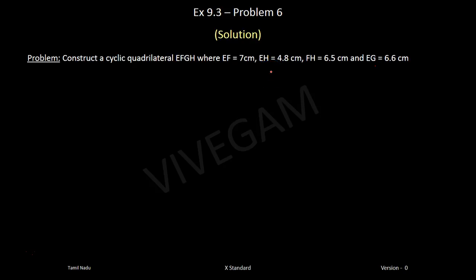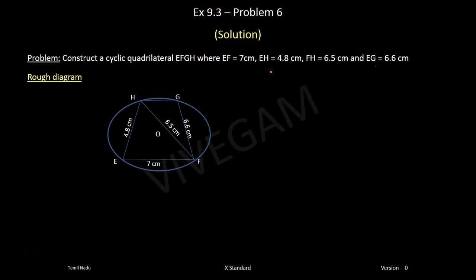And let's draw a rough diagram. Okay. So how do you draw a rough diagram? Draw a circle and mark 4 points EFGH. Don't worry too much about the measurements, just a rough diagram only. So mark those 4 points and draw the cyclic quadrilateral and join the diagonal FH, because FH is given in this case, and put down all the measurements.